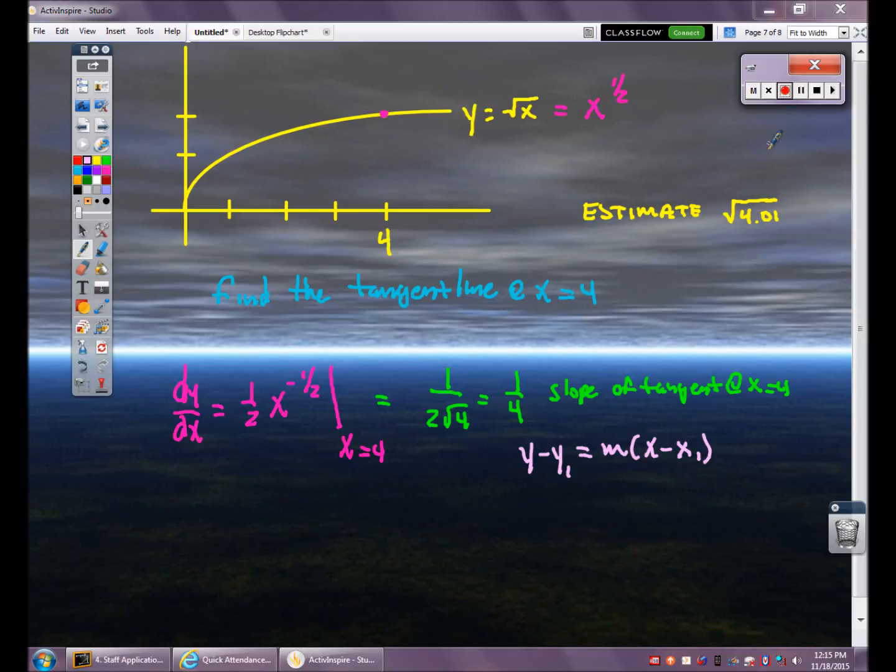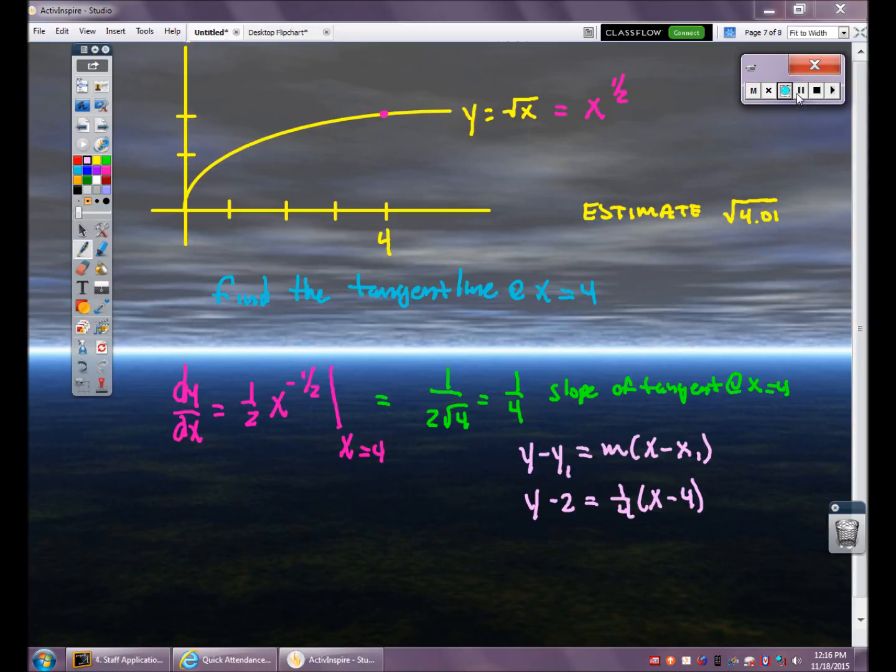And then to find the tangent line, I'm using the equation in pink. y minus y1 equals m(x minus x1). I already have my x1 and y1 values. I'm trying to find the tangent line at x equals 4. So x1 equals 4. y1 is going to be the square root of 4, or 2. Go ahead and plug in your slope for m while you're at it. You get y minus 2 equals 1/4(x minus 4).